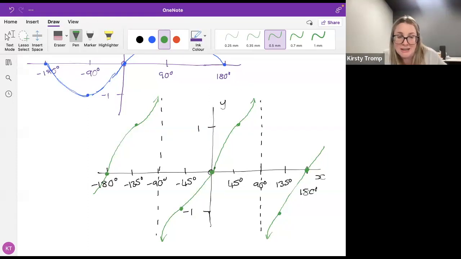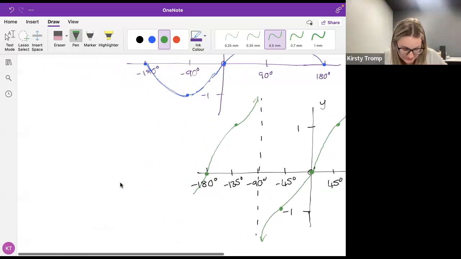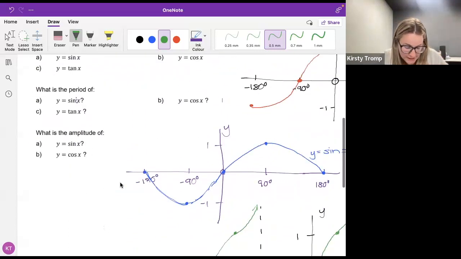Okay, what about the period cycles, ma'am? All right, so that's our next question, Leah. So the next question is, what is the period of y is equal to sine x, y is equal to cos x, and y is equal to tan x? So now we're looking for the periods. All right, Leah, I'm hoping that was the question you wanted me to answer. Okay, so hopefully that's what we're going to answer now.